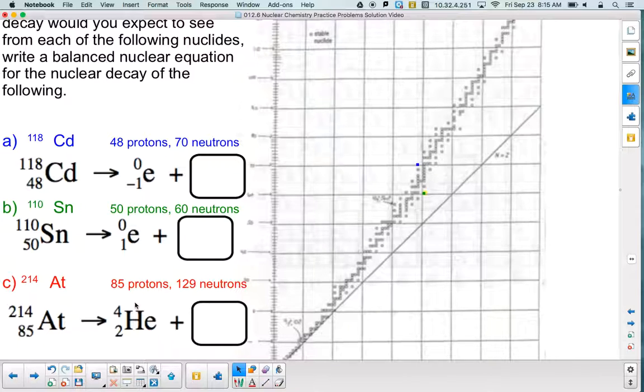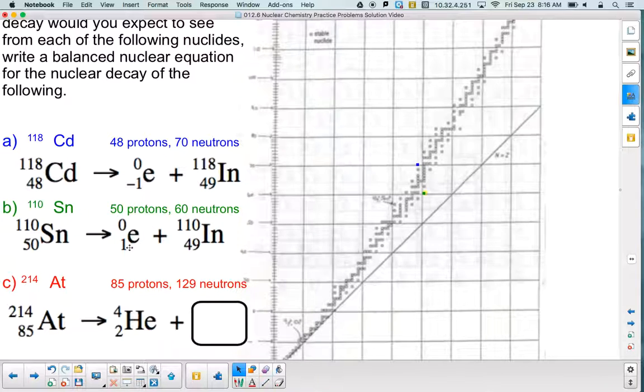Now that I've identified what type of decay each of these is going to undergo, I have to find the remaining missing particle. For this, we just use our rules of nuclear equations. 118 is equal to 0 plus 118, and 48 is equal to negative 1 plus 49. Element 49 is indium. For my tin, 110 is equal to 0 plus 110, and 50 is equal to 1 plus 49. Element 49 is again indium, although this is a different isotope of indium than what I had before.